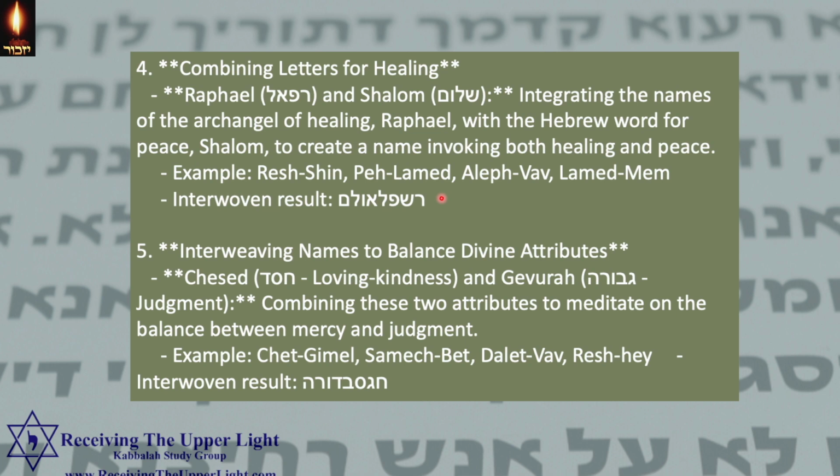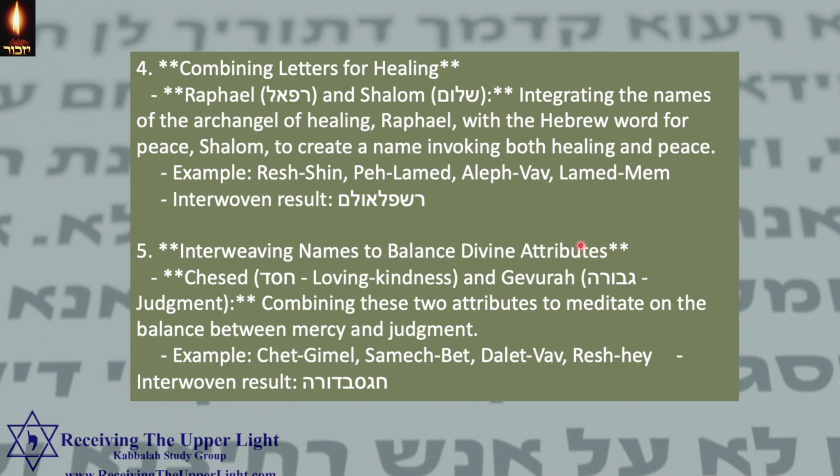Hebrew letters and names of God or names of angels. And in this case, we are combining the letters for healing of the angel Raphael and the word Shalom, integrating the name of the archangel of healing, Raphael, with the Hebrew word for peace, Shalom, to create a name invoking both healing and peace. So the same way, we have Resh, Pei, Aleph, and then the Lamed from Raphael, and then for Shalom we have the Shin, the Lamed, the Vav, and the Mem. Okay.